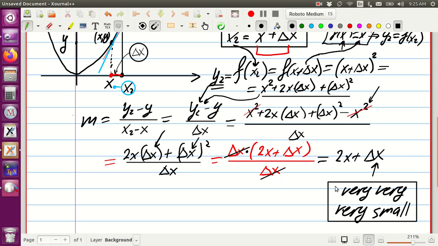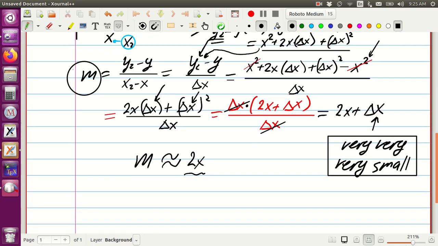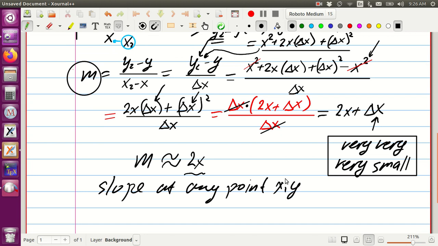What it tells us is that our slope is very, very close to 2x. It's not exactly 2x because we have this delta x, but delta x is such a small number that it doesn't really affect 2x. So what is m? m is the slope at any point x comma y. So we found it for any point x, y.